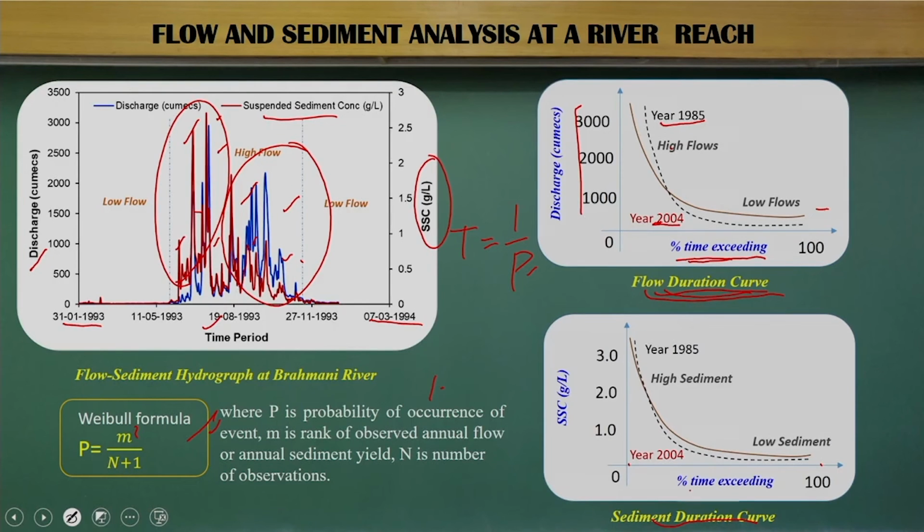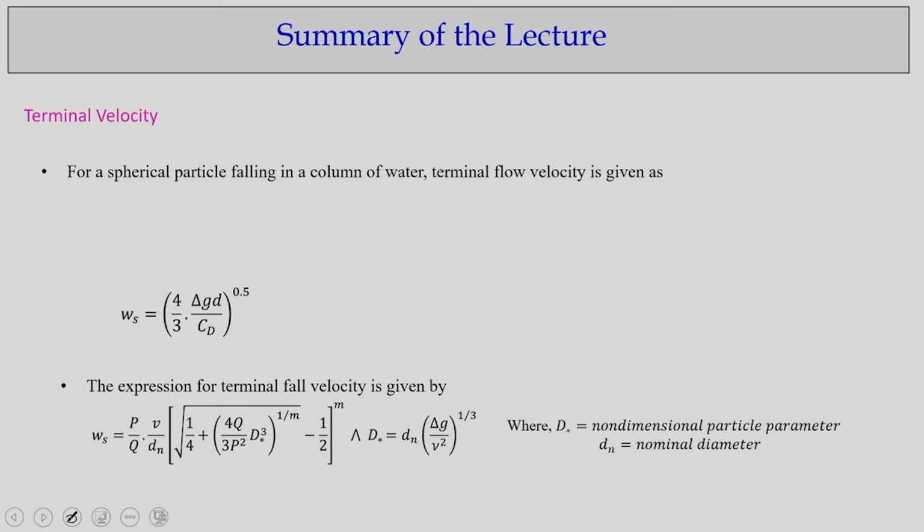Same way, we can know the sediment duration curve, how things are changing between these two years, 1985 and 2004. So, the simple way we do the analysis: one is the flow and sediment hydrograph analysis, the flow duration curve analysis, and the sediment duration curve analysis. For more details, you can follow any hydrology books, but in river engineering we cannot go into much detail as we go to the next level in this.